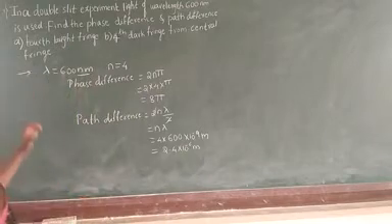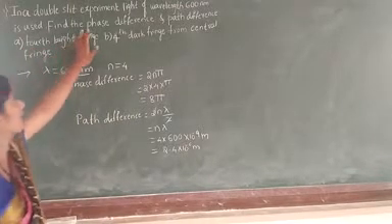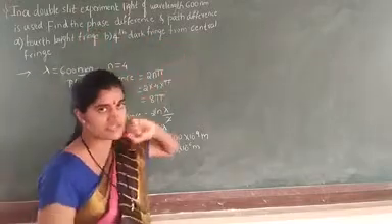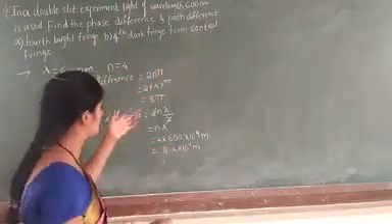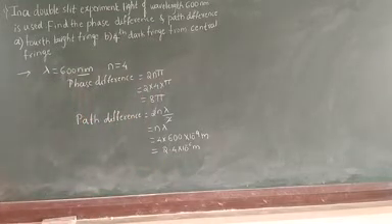So for the fourth bright fringe, we found the value of the phase difference as 8 pi and the path difference as 2.4 into 10 raised to minus 6 meters.